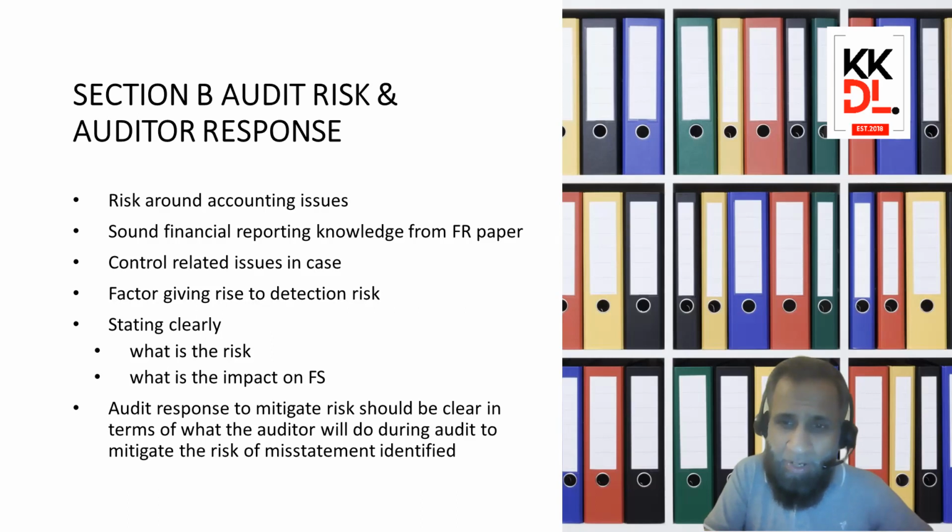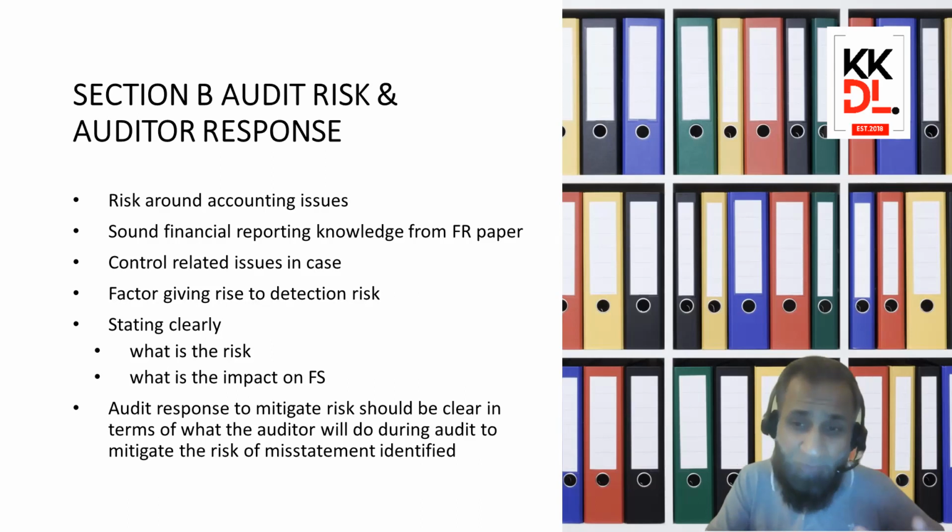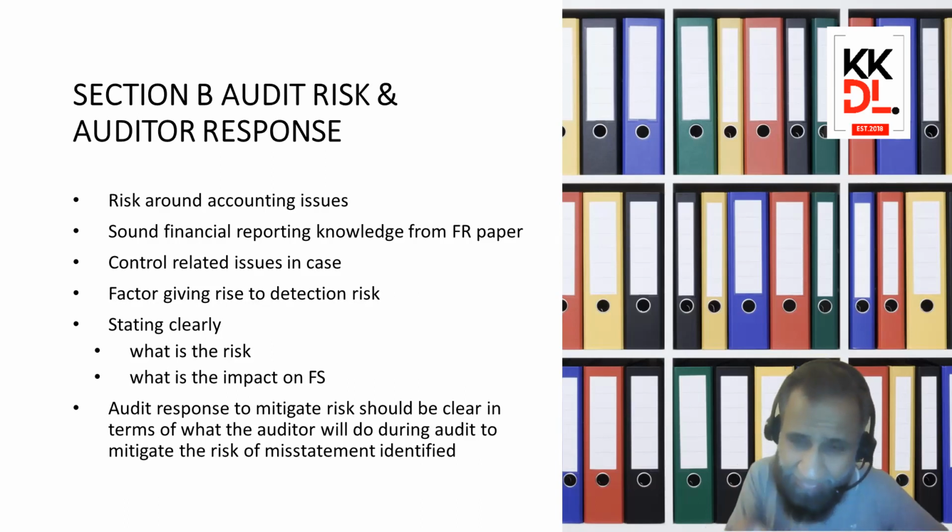If you're talking about property, plant and equipment, and you think that certain items of revenue nature have been capitalized, so that is a wrong classification. And because of the wrong classification, the property, plant and equipment is overstated. You cannot say financial statements are misstated because you are identifying a certain account balance, number one.